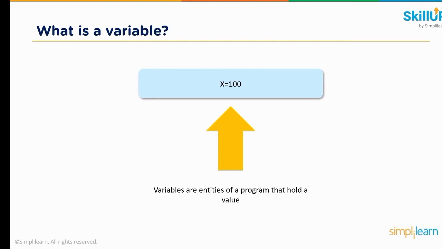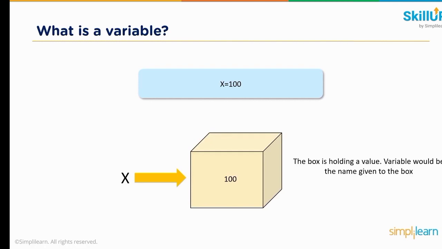To better visualize this statement, let's consider a box. Now if this box holds a value, say 100, then the name we give to this box, which in our case is x, would be the variable name. And 100, that is the content within the box or within the variable, would be the value of the variable. Now this is the basics of what a variable is. As we'll go through the various topics today, you'll have a better understanding of why we use variables and how to use them. So let's move on to the next topic, which is the various data types of variables.